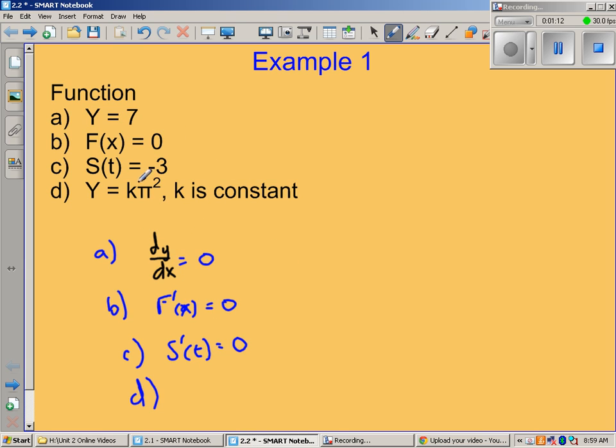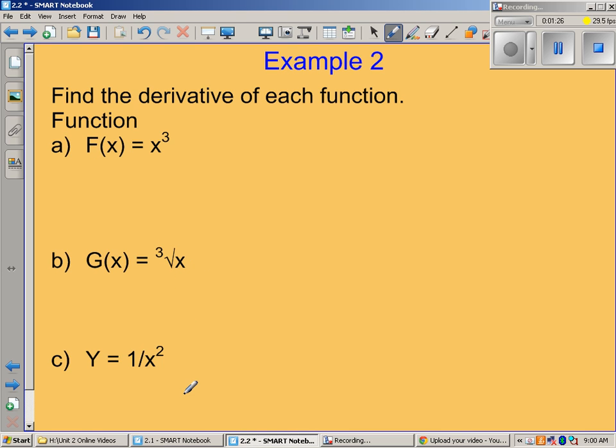And if k is constant and pi squared is constant, this is the same thing. I'm going to write it as dy/dx, and that also equals 0. So whenever you have a horizontal line, the slope of a horizontal line is 0. Now we get a little bit of a shortcut for what we've done, and this is the power rule, and hopefully you figured that out from the notes.